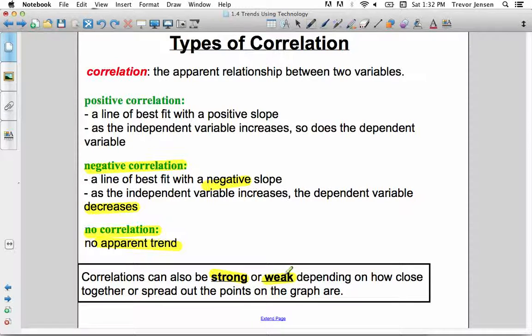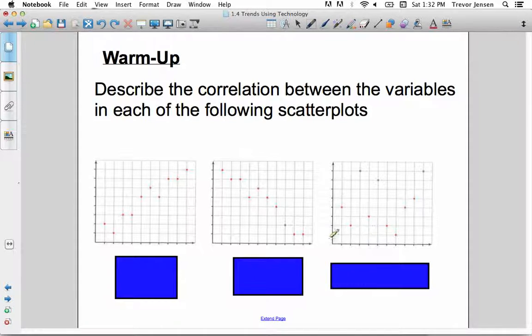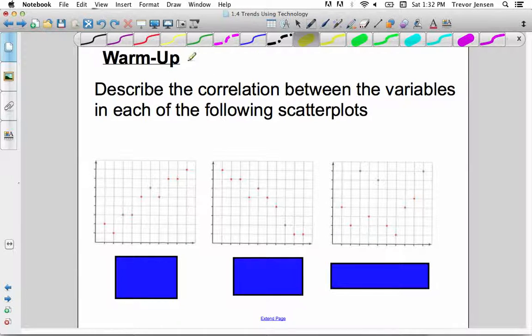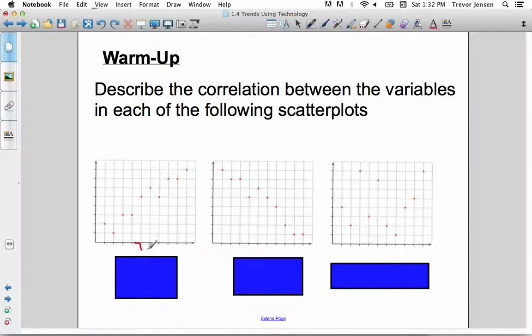A strong correlation would be that the points on the graph are very clustered closely together. They're not very spread out. A weak correlation would mean that they're spread out quite a bit. Okay? Now let's try and visualize this a little bit. So I've given you some scatter plots. Keep in mind the independent variable is on the x-axis, the dependent variable is on the y-axis.